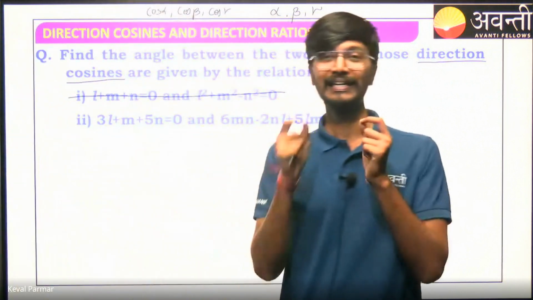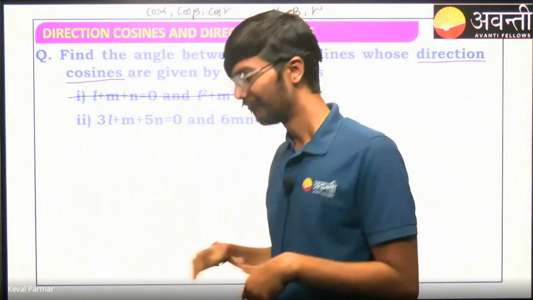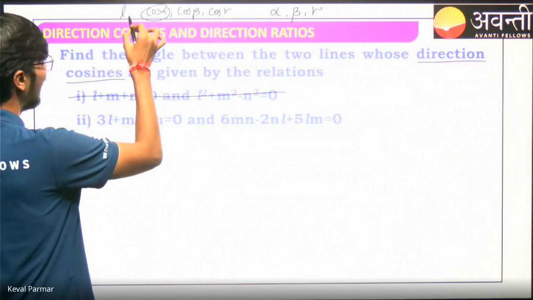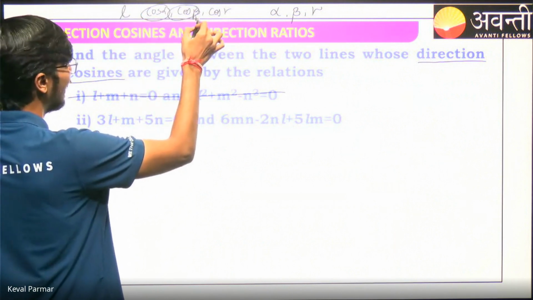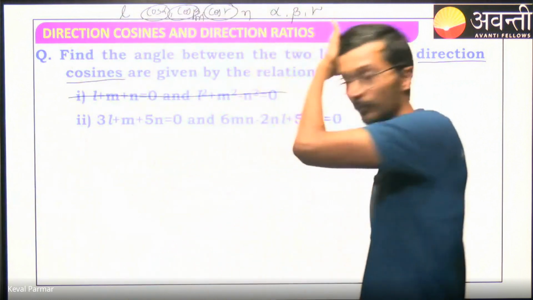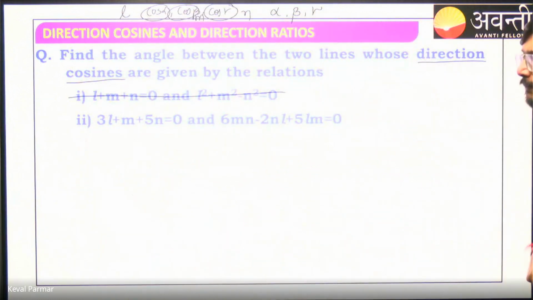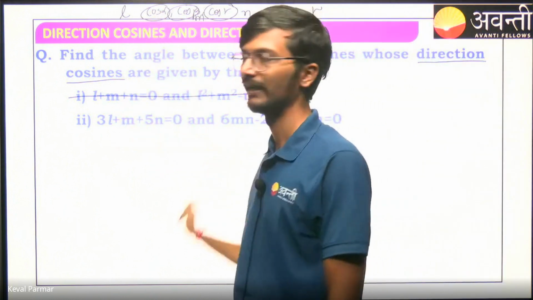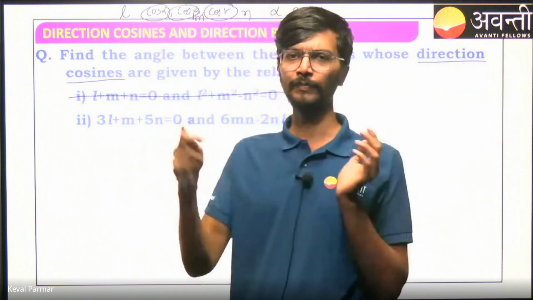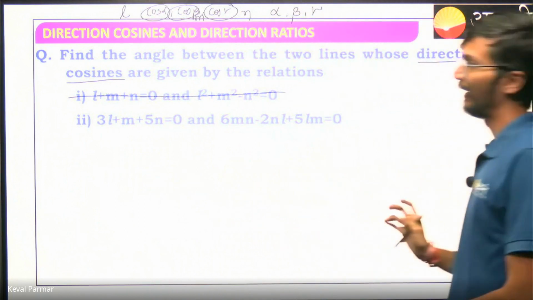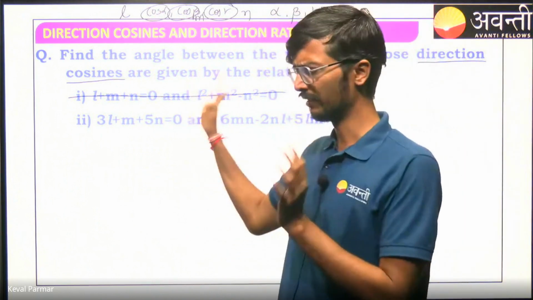are called direction cosines, which are generally denoted by: cos alpha is L, cos beta is M, and cos gamma is N. I hope till here it is clear. I will just define the basic terms. So here direction cosines means L, M, and N. We can write L, M, N or cos alpha, cos beta, cos gamma. Okay, this is enough for this question.